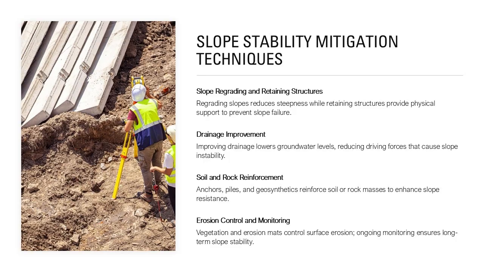Slope stability mitigation techniques aim to reduce the likelihood or magnitude of landslides and slope movements that could impact pipelines. These techniques address the underlying causes of instability, such as excessive driving forces or insufficient resisting forces within the slope. Common approaches include regrading slopes to reduce steepness, installing retaining structures, improving drainage to lower groundwater levels, and reinforcing soil or rock masses with anchors, piles, or geosynthetics.